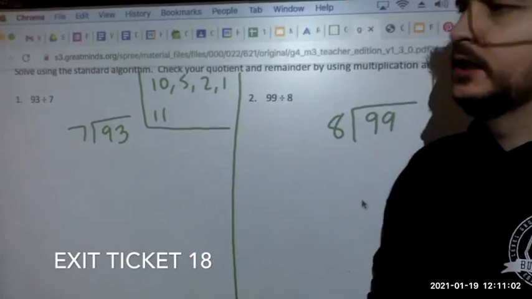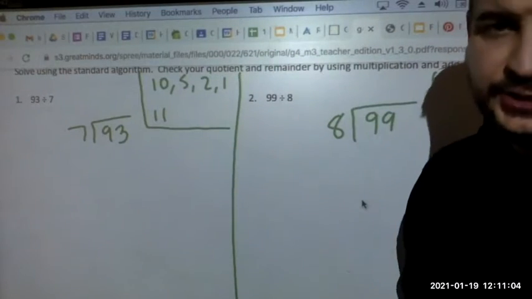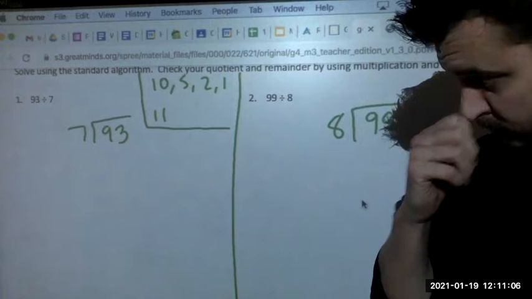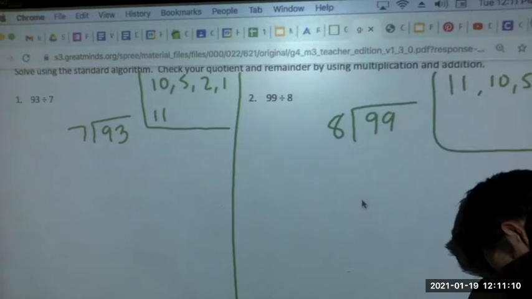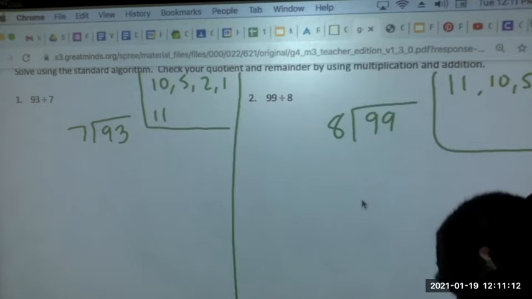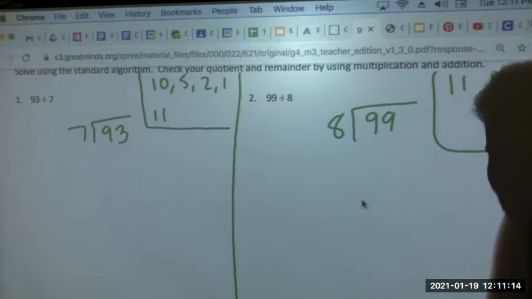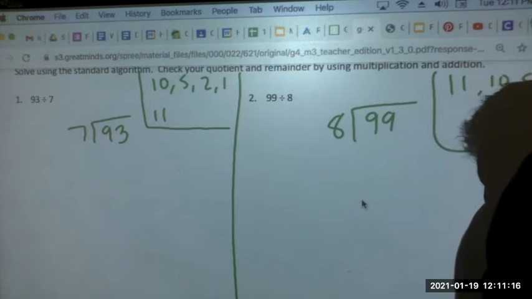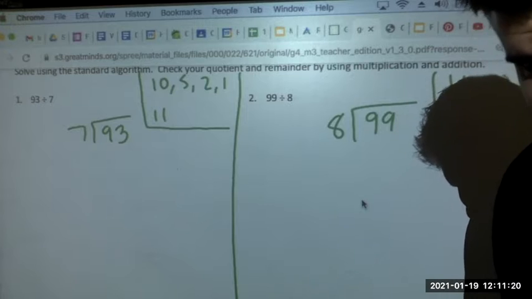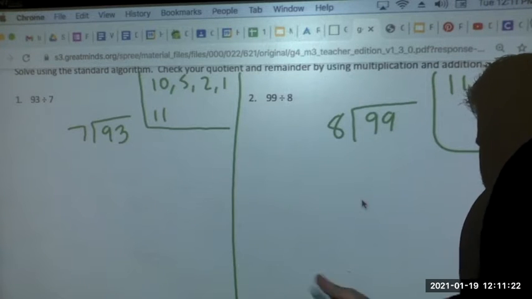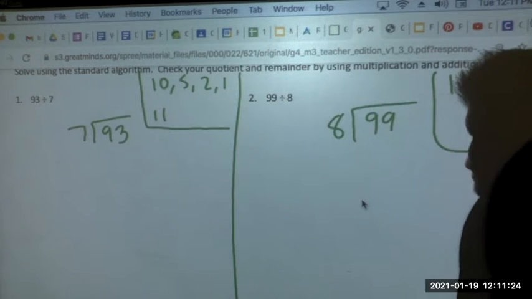Hey, boys and girls. So we're in day 2, and we're looking at our exit ticket from yesterday. This is exit ticket 18. We're going to check our work. If you did not get your assessment task done, I would pull that up and go over it so that you can get the answers in there.